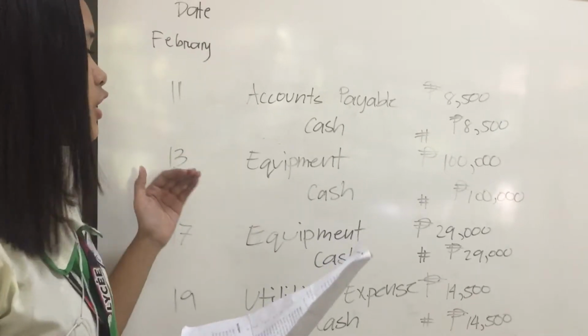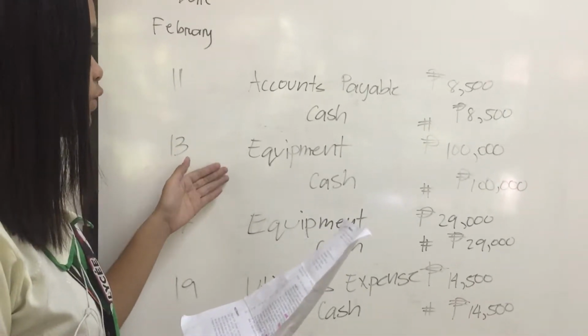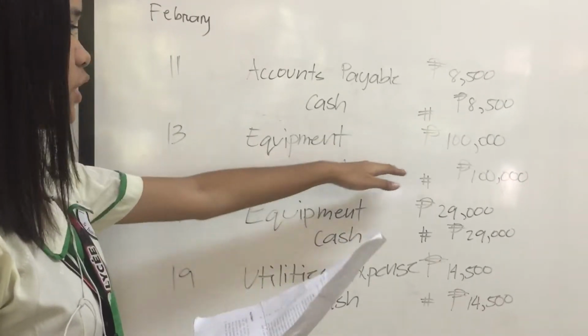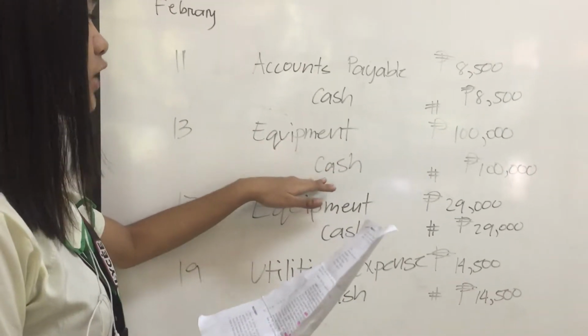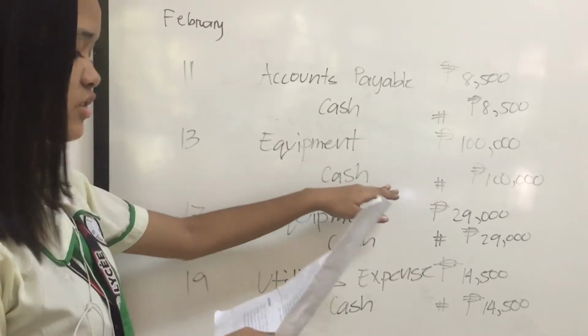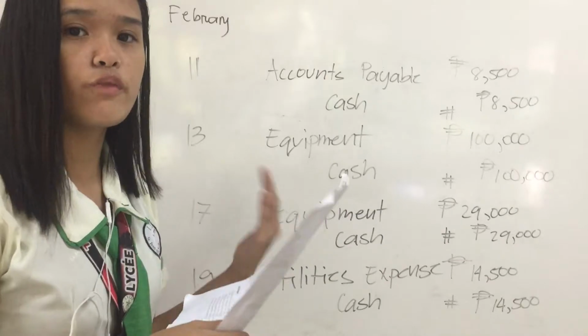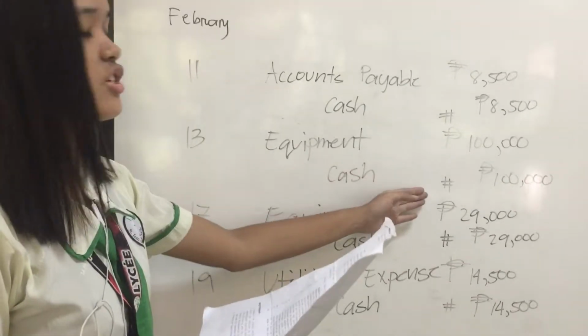On February 13, received and paid for the playground equipment ordered on February 6. So you have received equipment on February 13. So that is your debit of 100,000 pesos, and since you paid in cash, that is your credit of 100,000 pesos. That is the one you ordered on February 6 and then end your transaction.